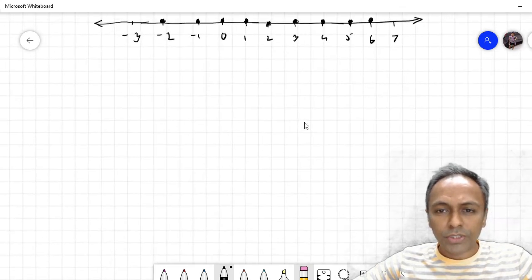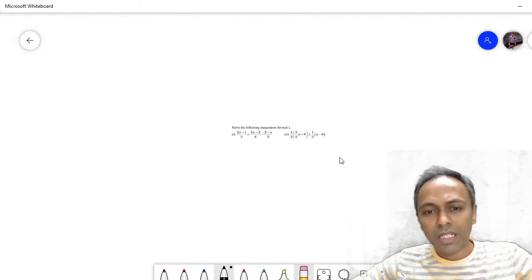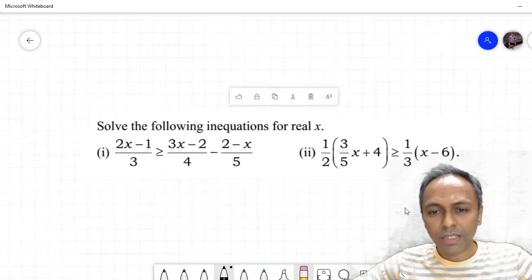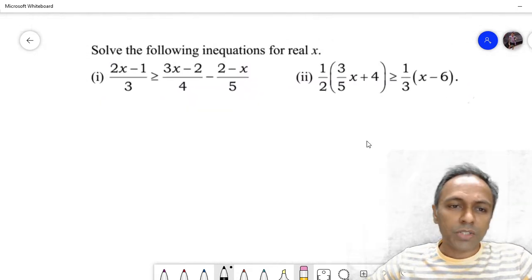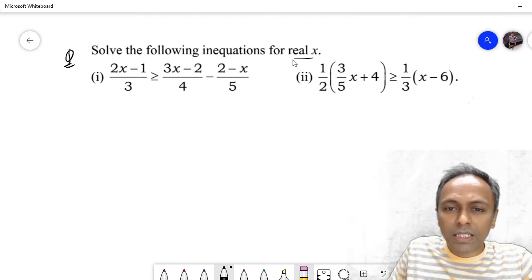Let us take one more question. In today's class, we will try to take the maximum number of questions. The next one is: solve the following inequation for real x.